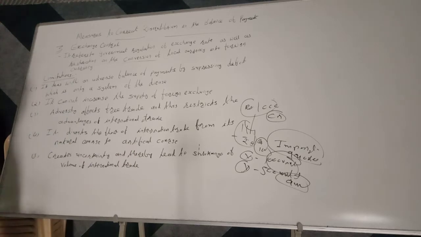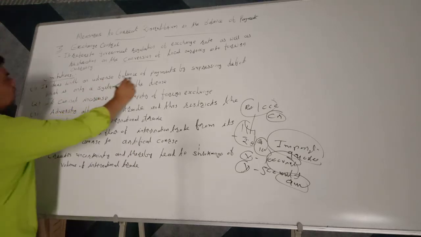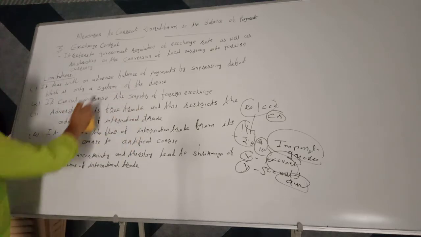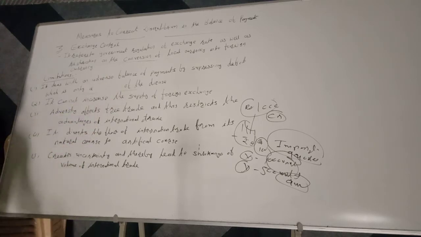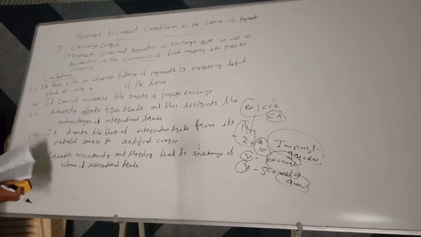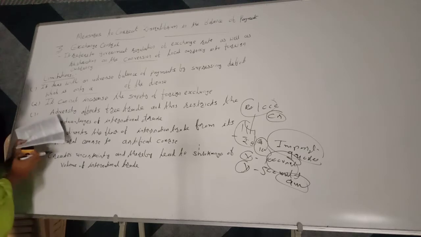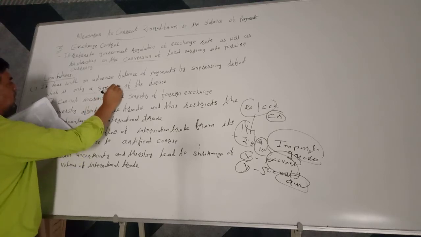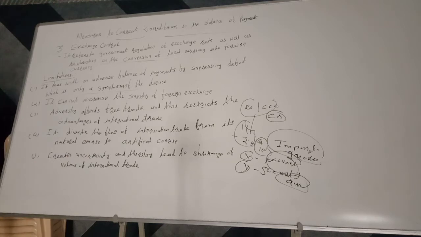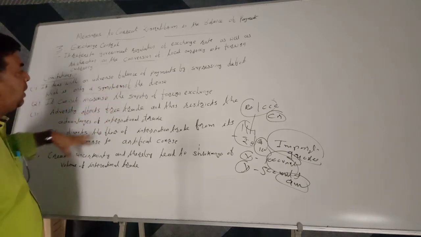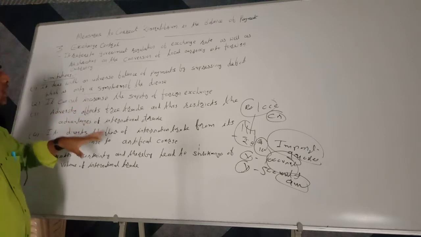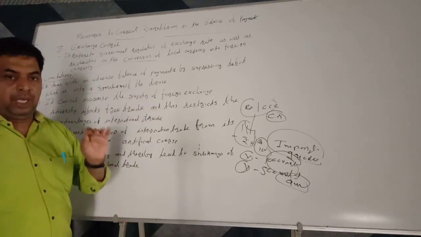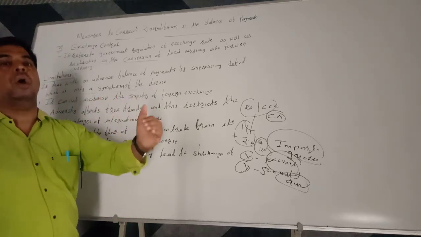Now, what are the limitations? It deals with an adverse balance of payment by suppressing the deficit, which is only a symptom, a symptom of disease. वो खाली disease का symptom है. It does not go to the root cause of the problem.